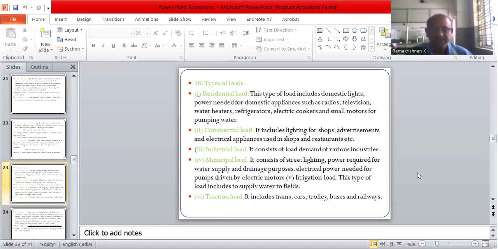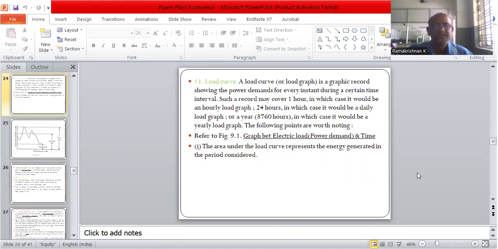So for the public convenience or transportation, such as cars, trolleys, buses, and trams, the power used comes under the traction load. Next term is the load curve.